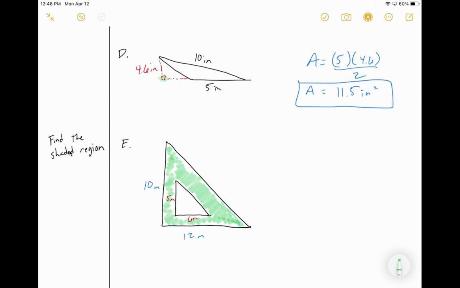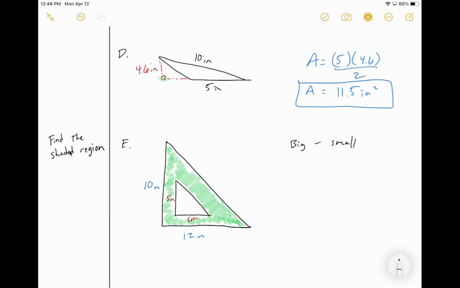Okay, so let's go ahead and do this. Remember, what I'm going to do is this. I'm going to say it's going to be the big triangle minus the small triangle. That will get me the area that's left. Yeah? So let's go ahead and do big triangle minus small triangle. Let's find the area of the big triangle first.